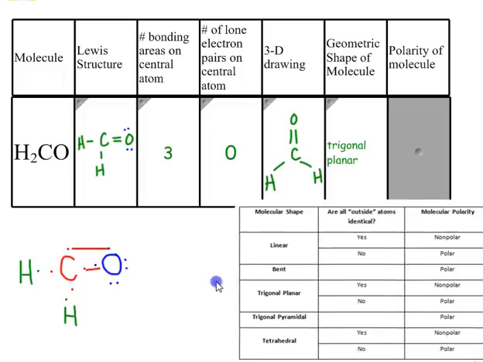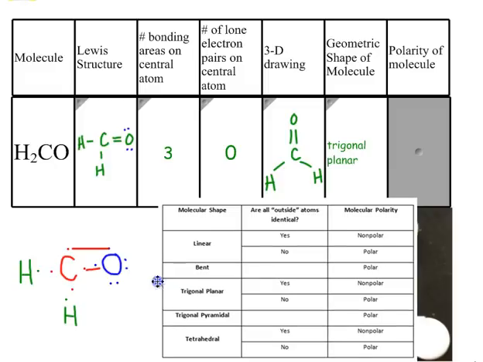And if we consult our diagram right here, this is a trigonal planar. What we need to look at are the outside atoms. Are they identical? We have a hydrogen, hydrogen, and an oxygen as the outside atoms, so they are not identical. So that's going to set up an asymmetrical distribution of electrons, which in the end is going to make the molecule a polar, covalently bonded molecule.